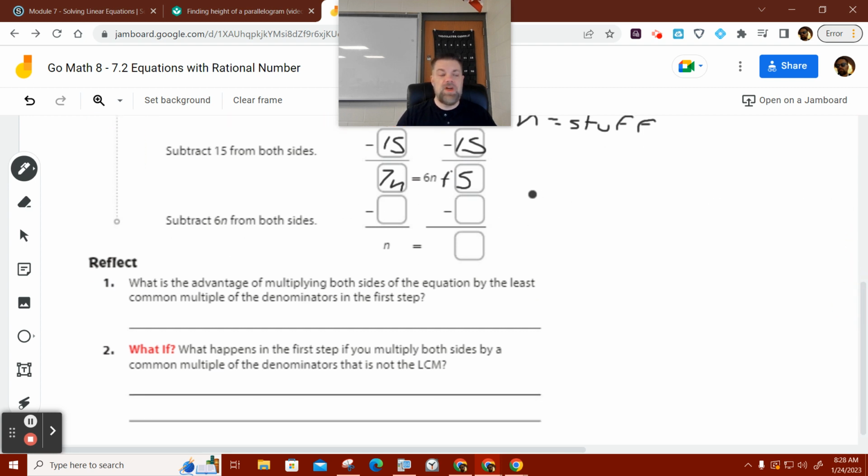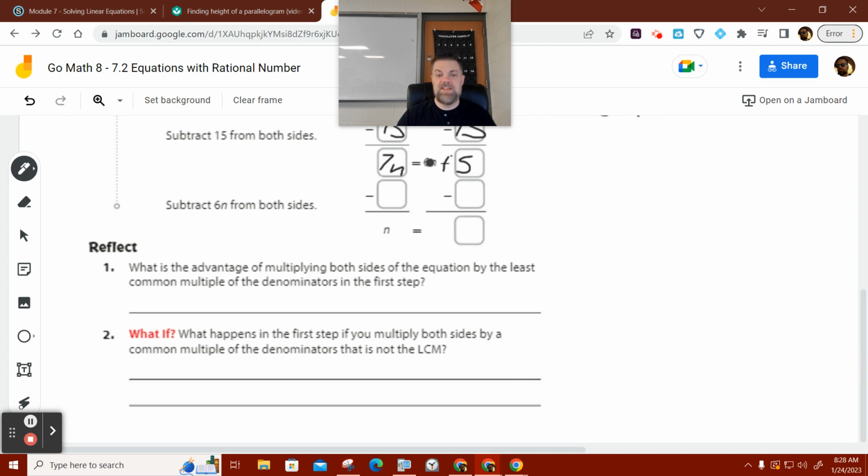What do I do next? Well, the next thing that I want to do is get all the n's on the same side. So I'm going to subtract 6n from both sides. Why do I subtract 6n? There's a little trick. You have two n's, a 7n and a 6n. I want to move the smaller n over to the other side. 6n is smaller than 7n, so that's what I'm going to do. 7n minus 6n equals 1n, and then this cancels with this, and I'm just left with 5. So n equals 5. Okay? Are there any questions on that one?